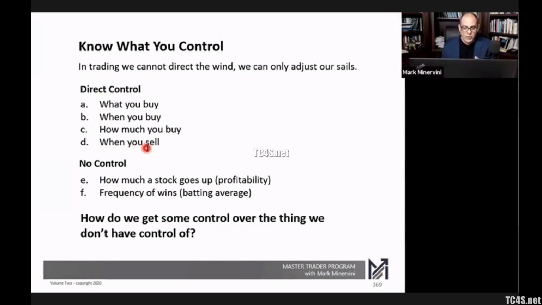Now, the question is, how do we get control over the things that we don't have control over? So how much the stock goes up, the frequency of wins. How do we control that? How do we get some kind of handle on that so it doesn't just go haywire and tank our portfolio? Well, there's a very simple way. Do you know the answer? You probably don't, because the answer is not to rely upon it. That's the key. The key to controlling things that you don't control is not to rely upon them. We're going to rely upon the things that we don't control as little as possible.